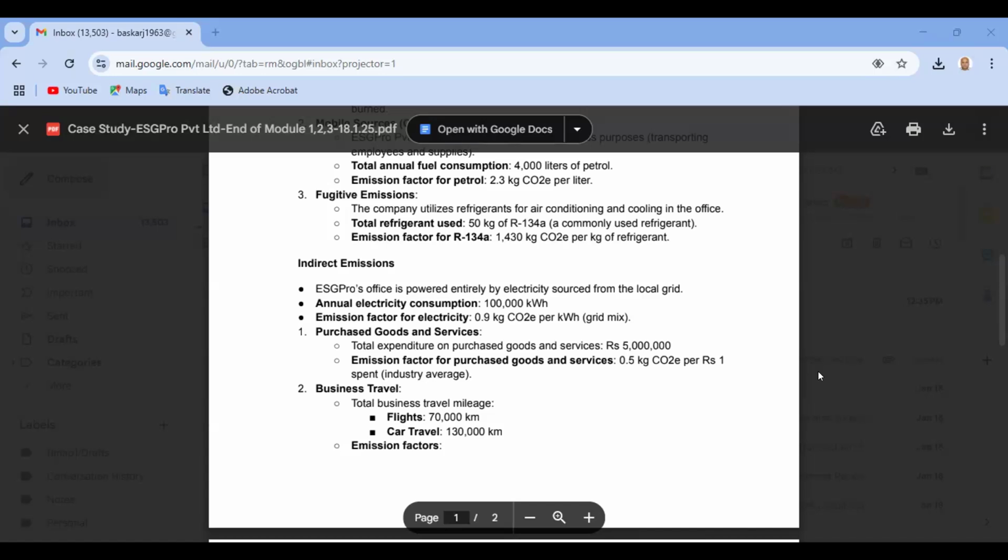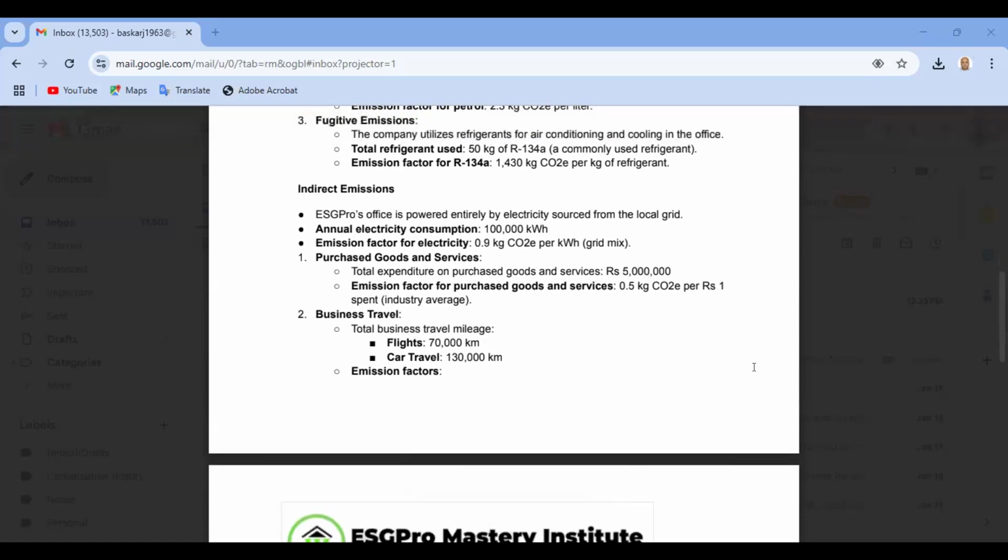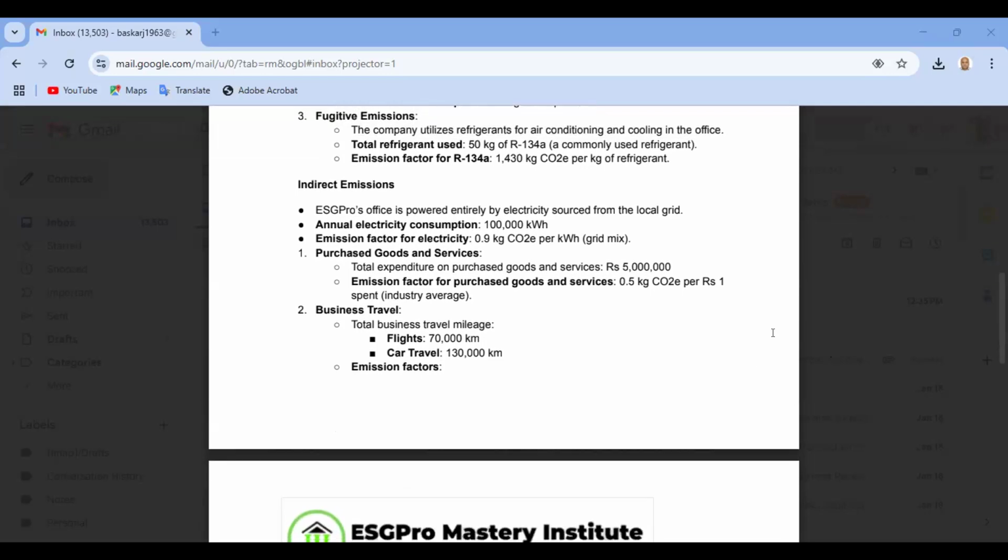Indirect emissions. ESGPro office is powered entirely by electricity sourced from the local grid. Annual electricity consumption is about 1 lakh kilowatt-hours. Emission factor for electricity is 0.9 kg CO2 equivalent per kilowatt-hour, grid mix.